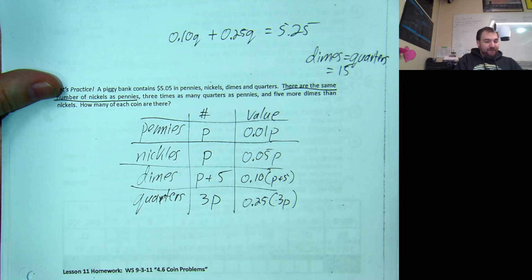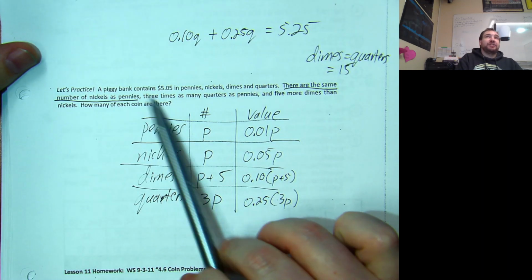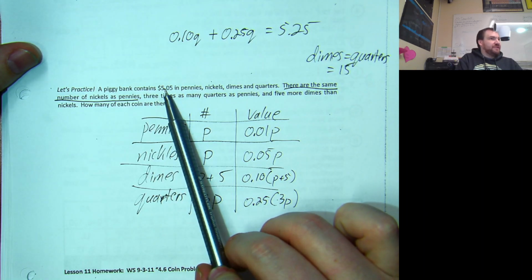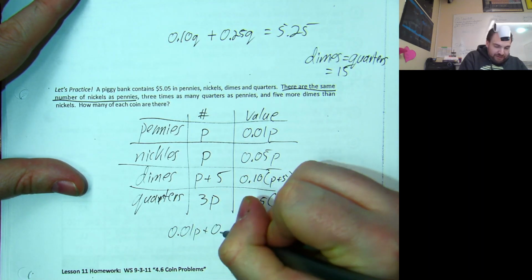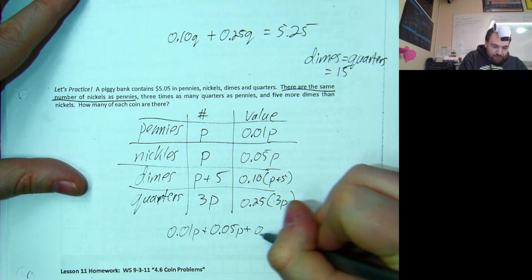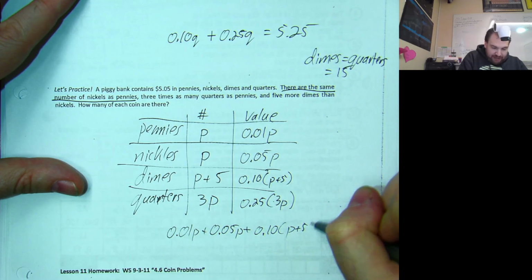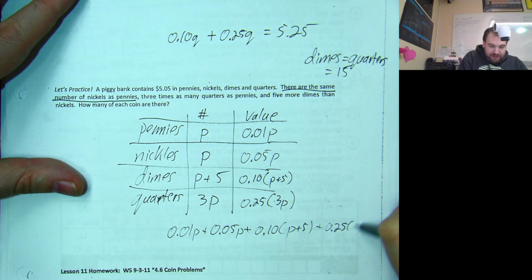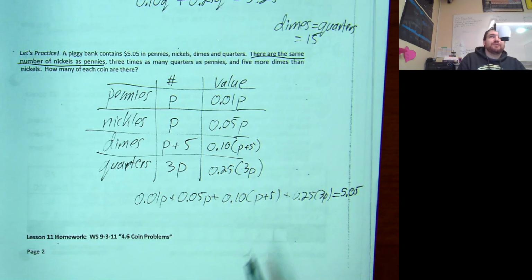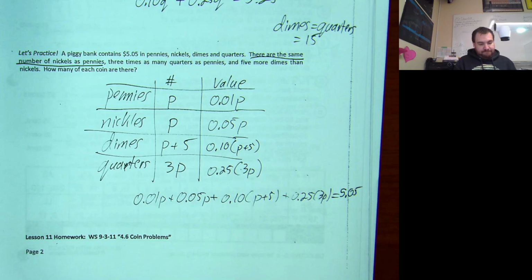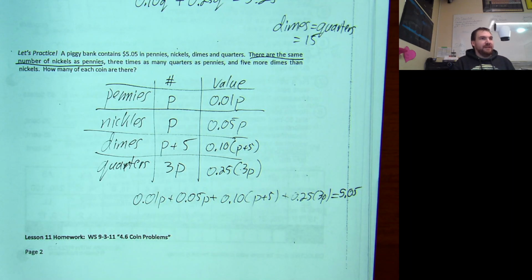We're going to add them up, and they're going to equal 5.05 because we're told that the total value of the piggy bank is $5.05. So we're going to get 0.01P plus 0.05P plus 0.10 bracket P plus 5 bracket plus 0.25 times 3P equals $5.05, and then this becomes really easy to solve. Assuming you don't do too much in your head and show me your work, because that is where you're going to mess this up every time, is by carrying all this around in your head.